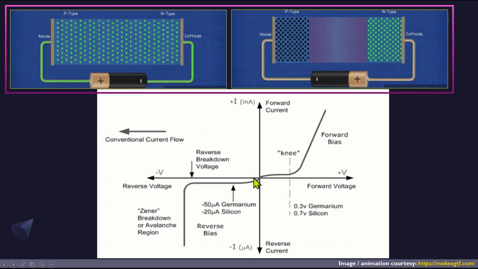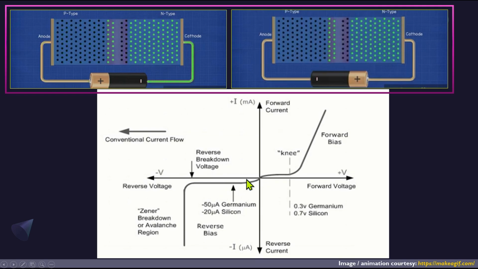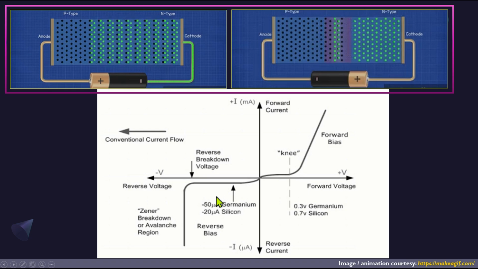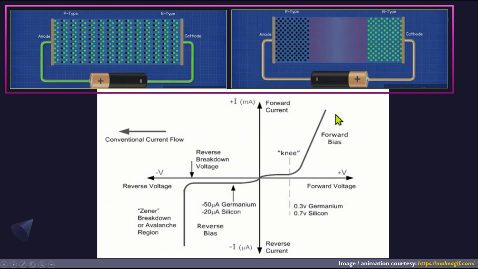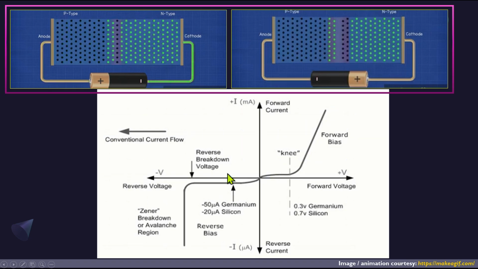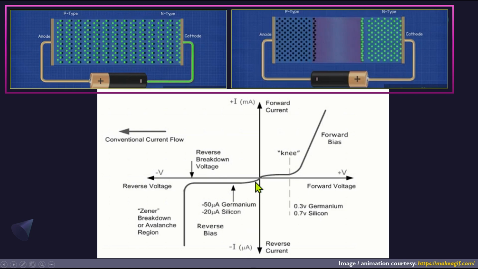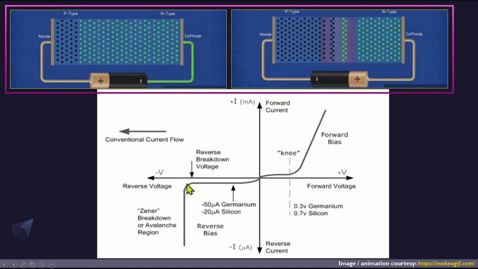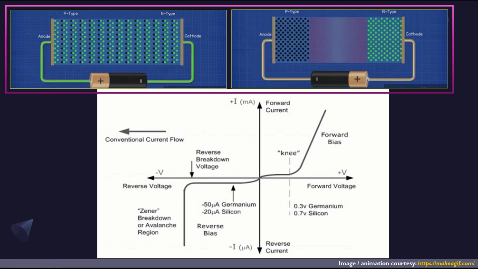Now, in this region also we have some amount of current, but the key difference between the forward bias and the reverse bias is that in the forward bias we have milliampere range of current, and in the reverse bias we have microampere range of current. That means the current in the reverse bias case is very small in comparison with the forward bias.